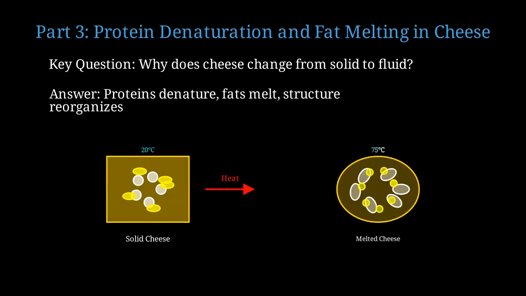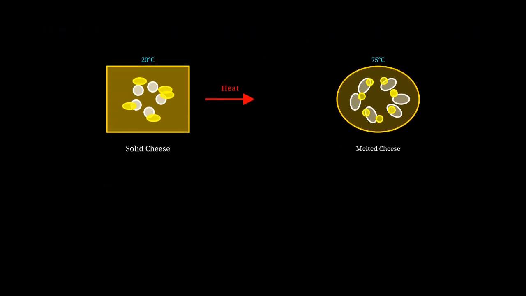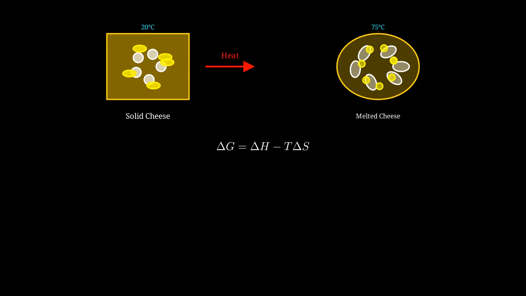This illustration compares solid and melted cheese at the molecular level. In the solid state, proteins maintain organized structures shown as white circles, and fats are crystalline shown as yellow ellipses. After heating, proteins denature into random coils, and fats form liquid droplets. The thermodynamics are described by Gibbs free energy, delta G equals delta H minus T times delta S. At elevated temperatures, the entropy term dominates, favoring the disordered denatured state.